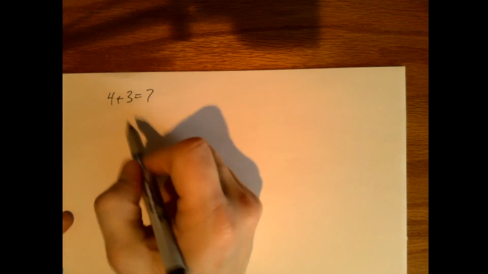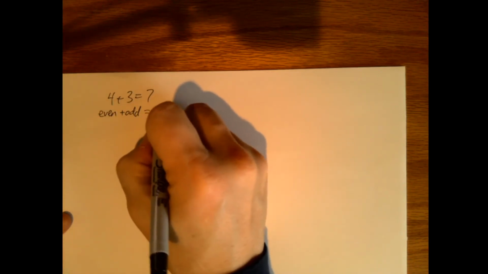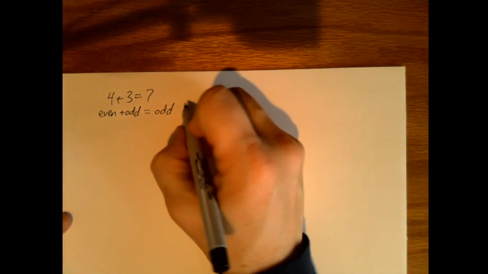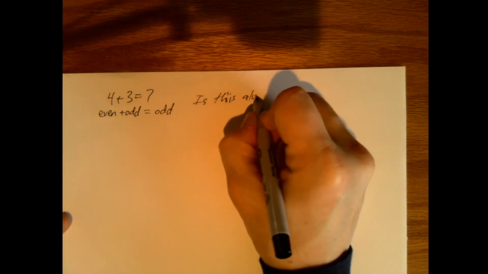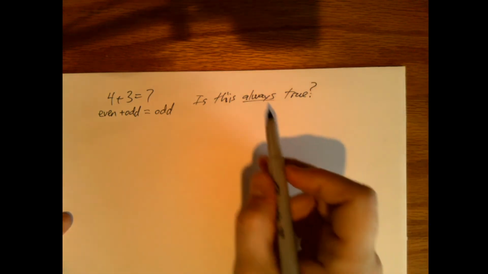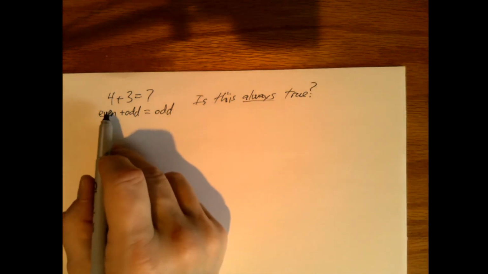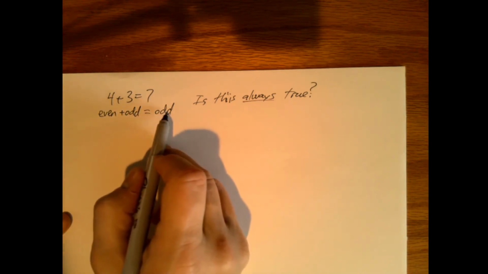So what might we prove? Well, let's say, for example, I was looking at this and I said, okay, 4 plus 3 equals 7. You're probably thinking, oh yeah, that's obvious, that's nothing. But I look at this and realize I'm adding an even number to an odd number, and I got an odd number. So the question is, is this always true? That is, is it always true that the sum of an even number and an odd number, which are integers, will produce an odd number? Okay?